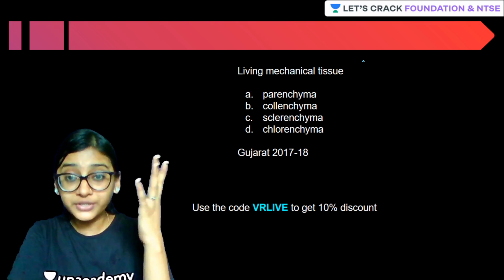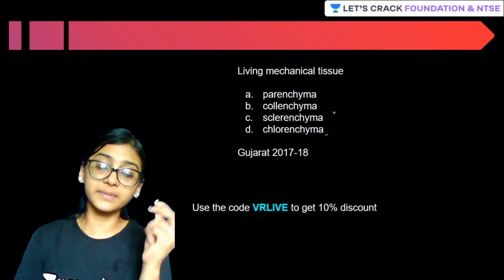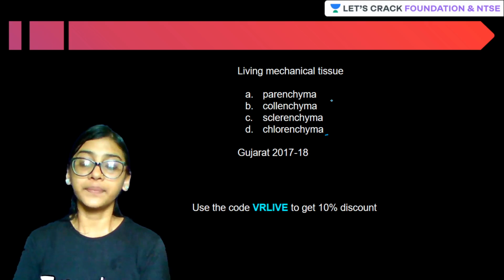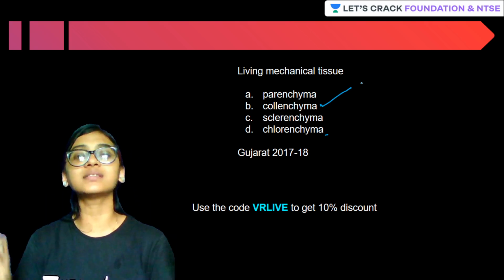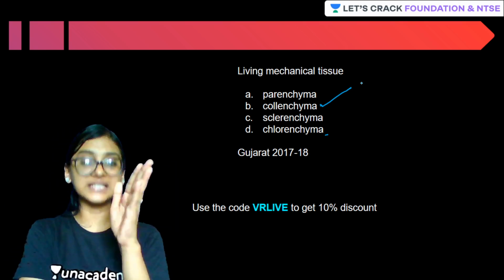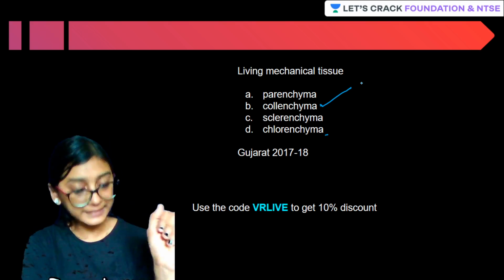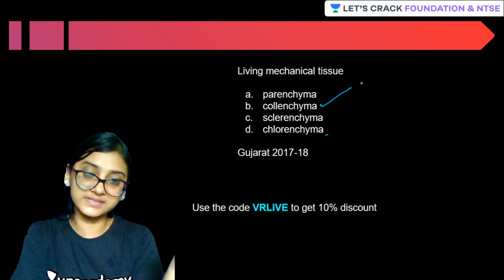Whereas chlorenchyma is a type of parenchymatous tissue which has chlorophyll. Collenchyma is actually the right answer here because it is the living mechanical tissue. It is made up of living cells and is involved in providing flexibility to the plants.